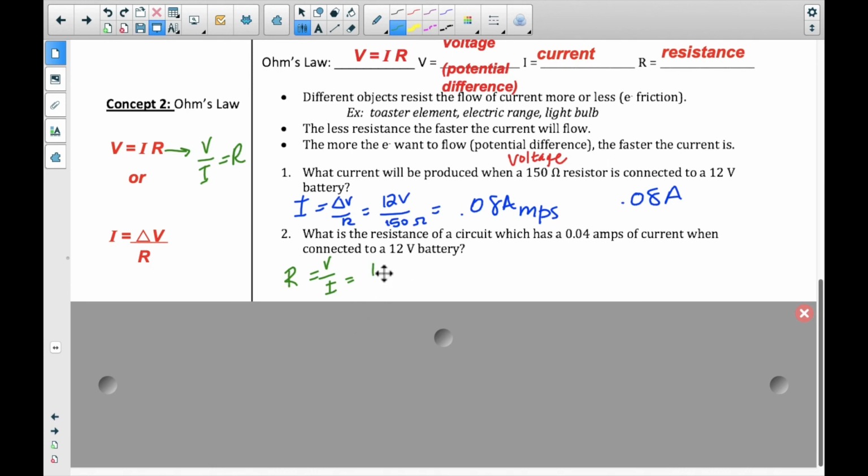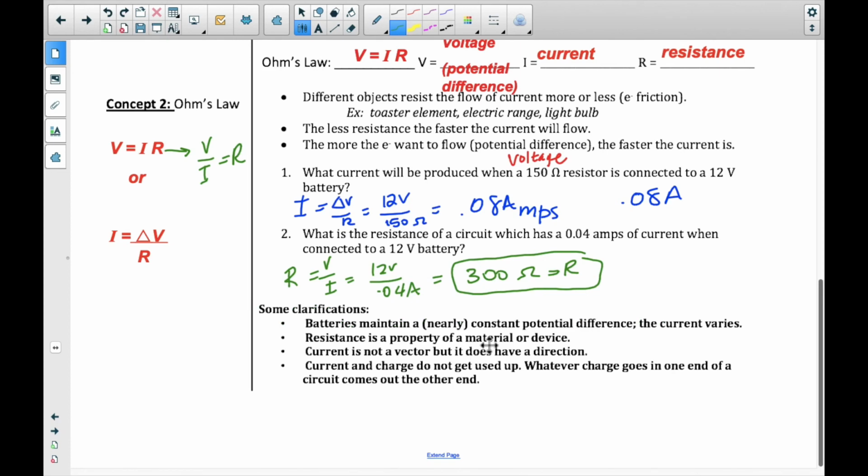And so we have a 12 volt battery. We have 0.04 amps. I'm going to divide that on my calculator and see how much resistance there is. 12 divided by 0.04 is 300. It's 300 ohms. That's how much resistance is in that circuit. Either the wires themselves have that much resistance, or I've put in some things called resistors, which are put there on purpose to slow things down.